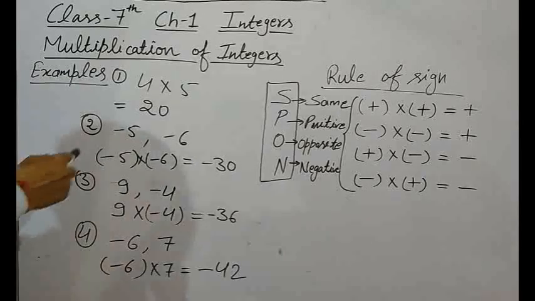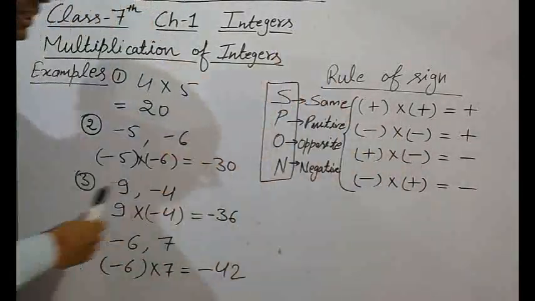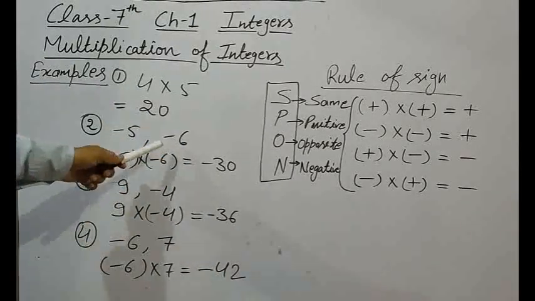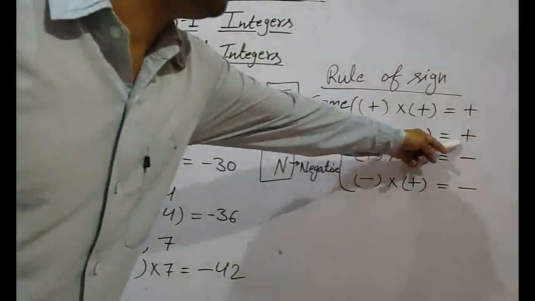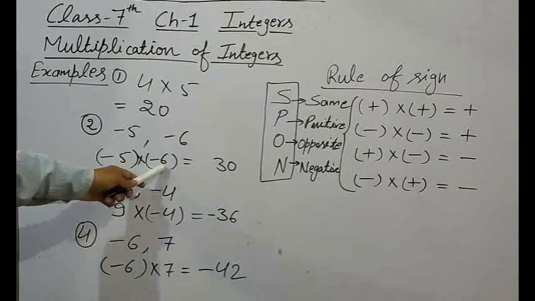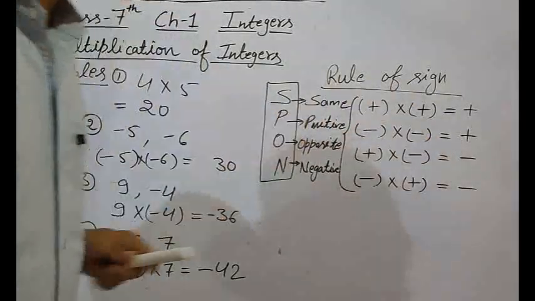The next example, we take two negative integers. Here is minus 5 and here is minus 6. So after multiplying, minus into minus is equal to plus. 5 times 6 is 30. So positive 30, because minus into minus is equal to plus.